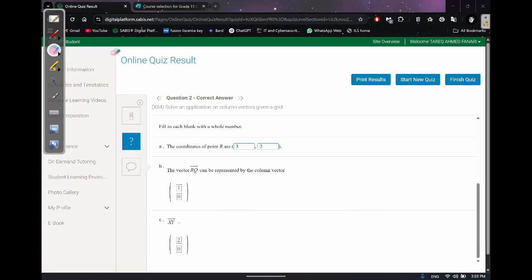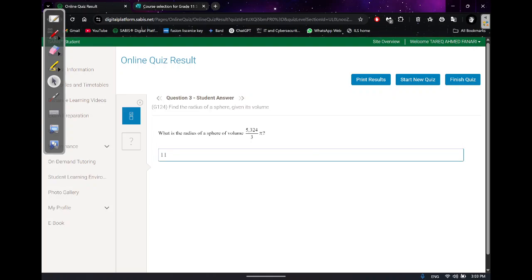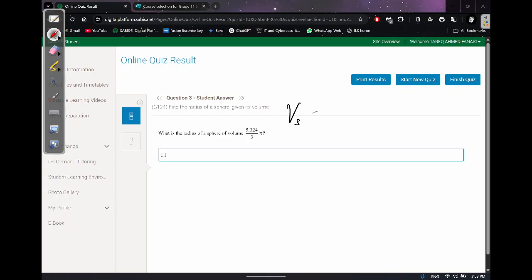Question 3. What is the radius of a sphere of volume 5,324 over 3 pi? Now, let me remind you of the formula for the volume of the sphere. The volume of the sphere is equal to 4 over 3 pi r cubed.